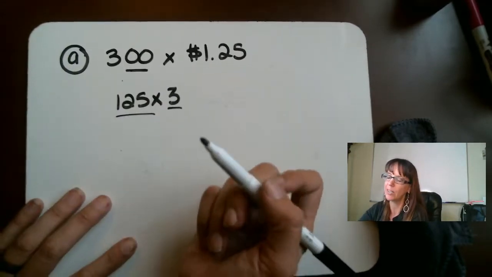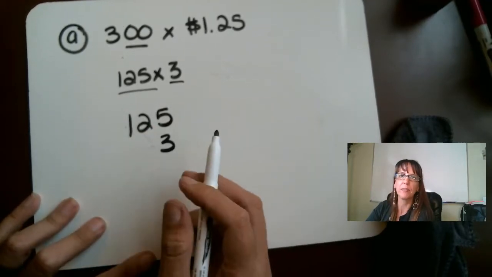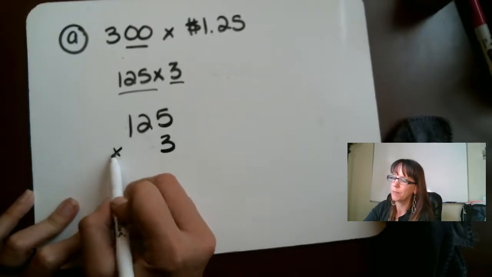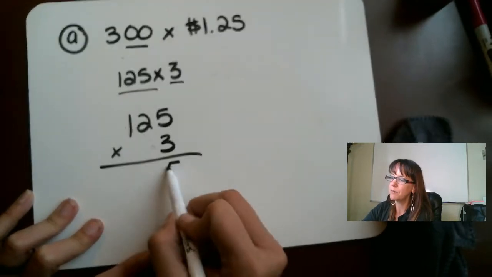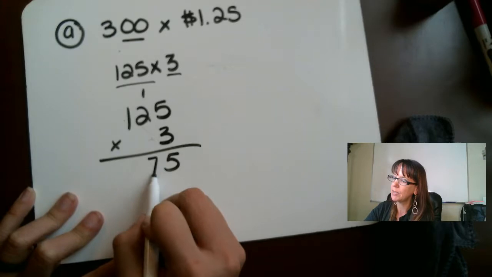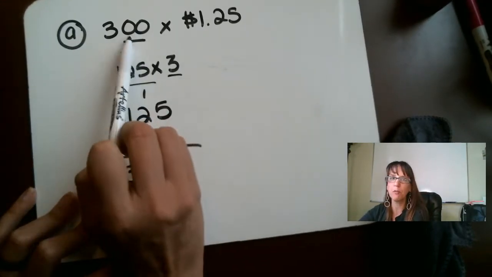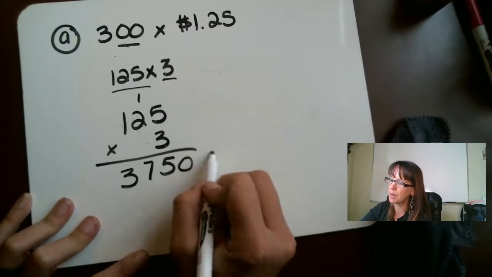So in this case, we're not going to do a box. We're just going to do our old school way. Boxes only really work if it's like a 2 by 2 or larger. All right, 5 times 3 is 15, carry the 1. 3 times 2 is 6, plus 1 is 7. 3 times 1 is 3. All right, we've got that. Don't forget we have 2 zeros to slap on there.